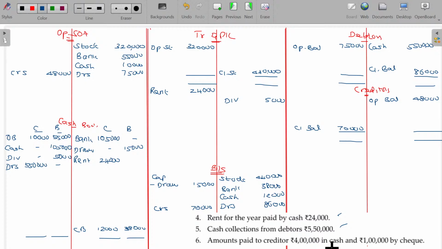Amounts paid to the creditors 4 lakhs in cash and 1 lakh by check. So payment side, creditors, payment made to creditors. Amount paid to creditors 4 lakhs by cash, so from the cash 4 lakhs has gone. 1 lakh by way of check. Another entry should be in the debit side of the creditors: cash payment 4 lakhs as well as bank payment 1 lakh. Is that clear? So we have completed 4, 5, 6. All the 3 transactions were posted.